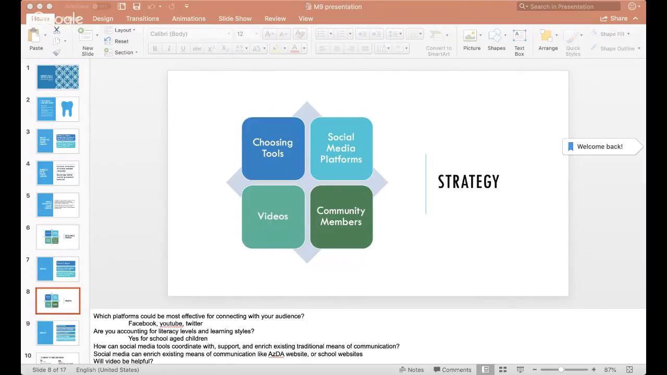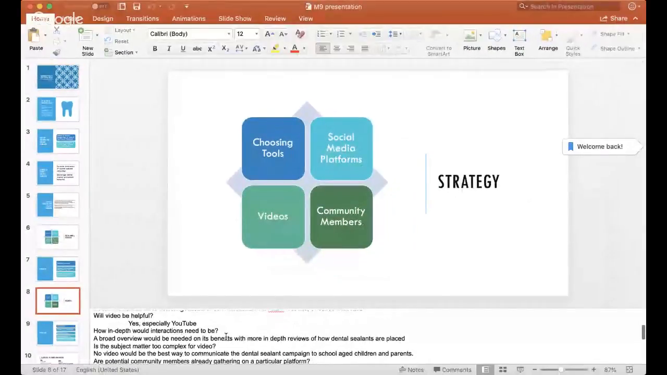And so another question is, how can social media tools coordinate, support, or enrich existing traditional means of communication? Well, social media can use the communication tools from the dental website, for example, AZDA, which stands for Arizona Dental Association. And it can really use that platform as well as the school websites to bring about school-based dental sealant programs. And it can really help tag on top of that to give parents and school age children more resources on how to bring more awareness about dental sealants and exactly how and where to have them placed, because that's kind of the ultimate goal, right?